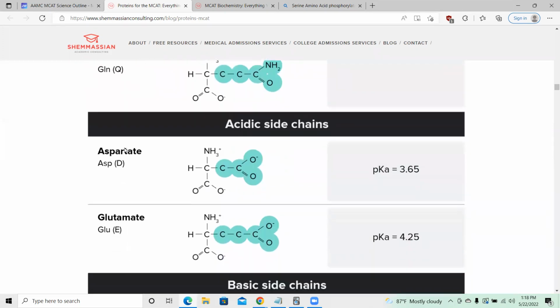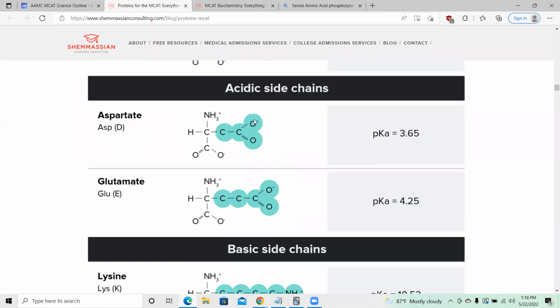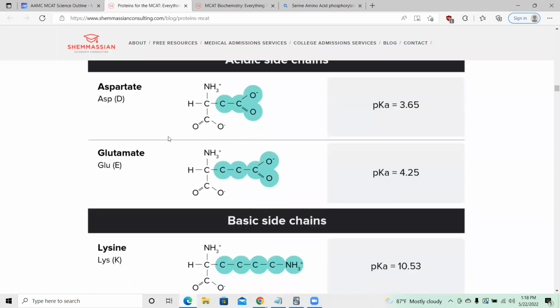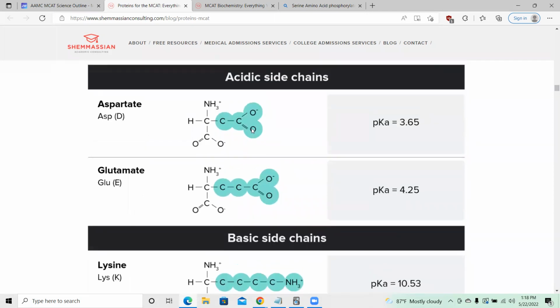And so now we have acidic side chains. So what does it mean it's an acidic side chain? Well, you'll notice that this is an O minus. Why is it an O minus? Because it was originally an OH, but it gave up the H. And what's an acid? An acid is something that donates its proton, right? So this is an acidic side chain because it gave up its H. So it's negative. These are the two acidic side chains, and these are the pKa's.